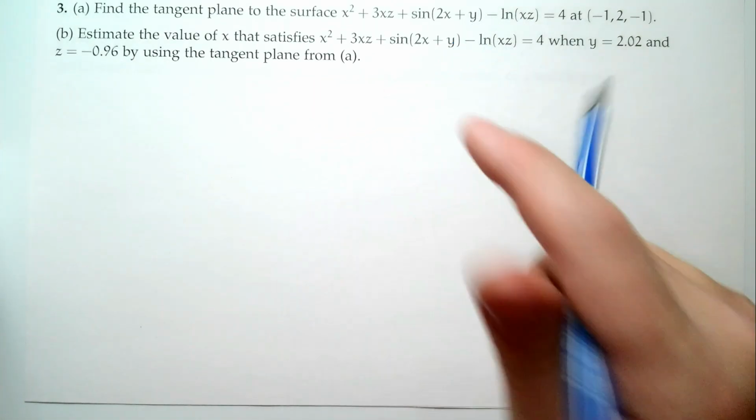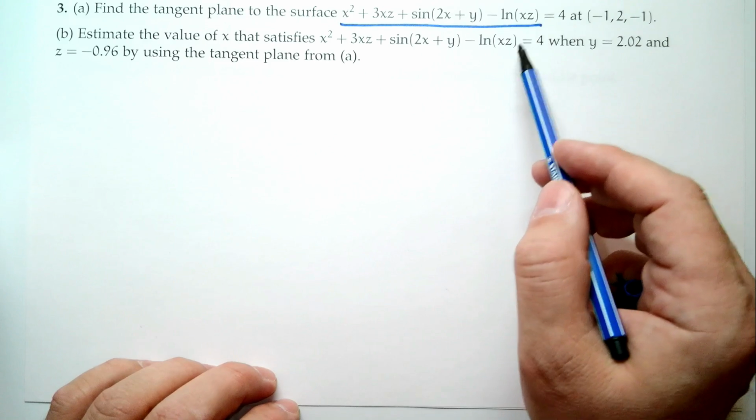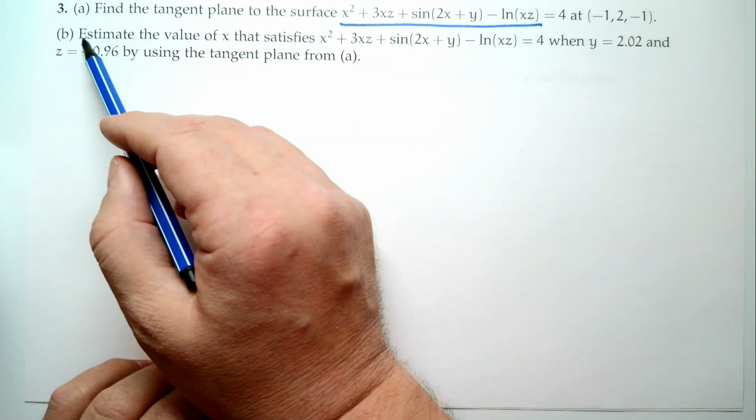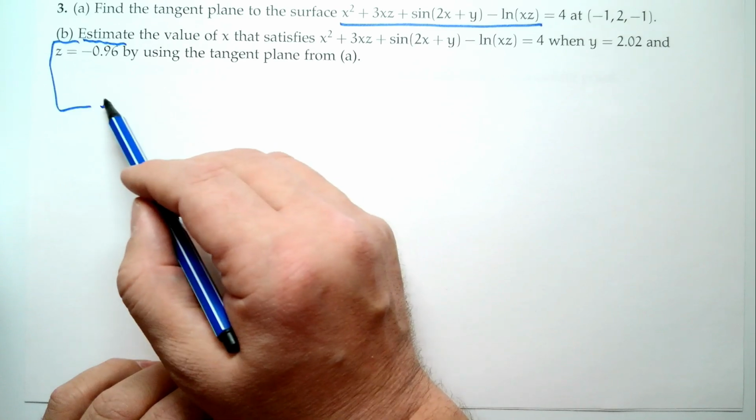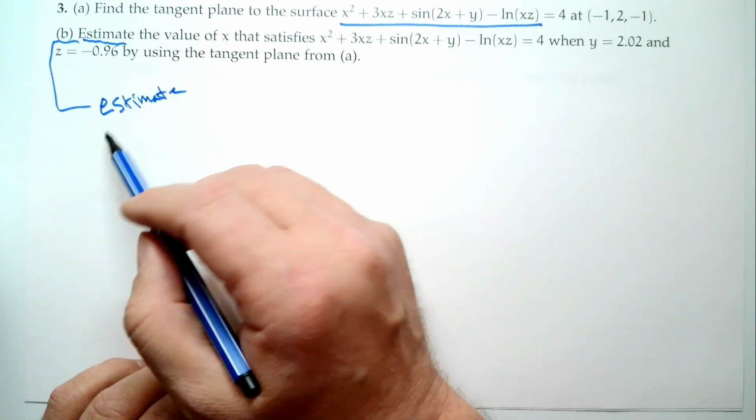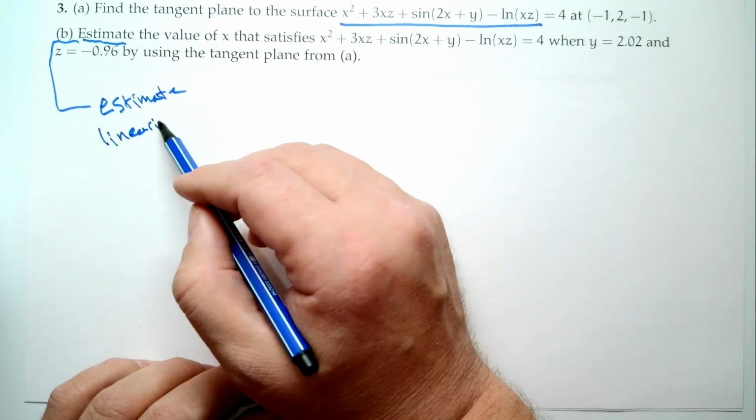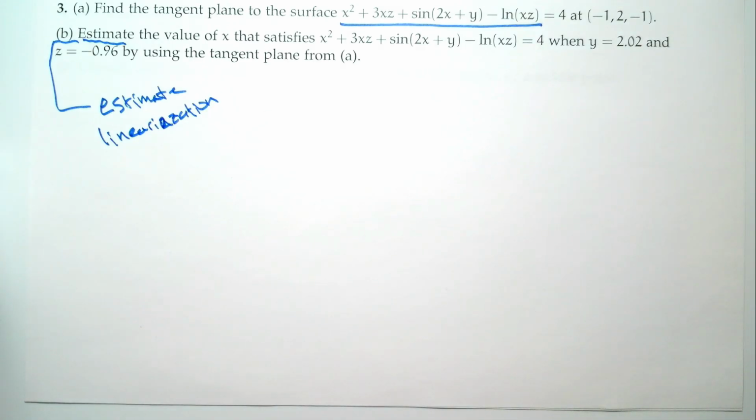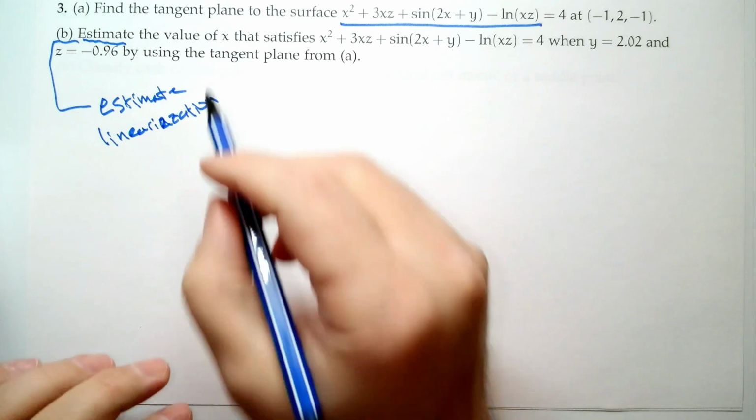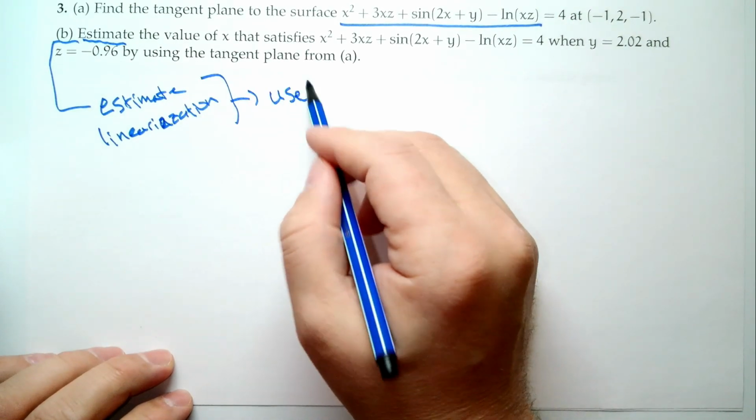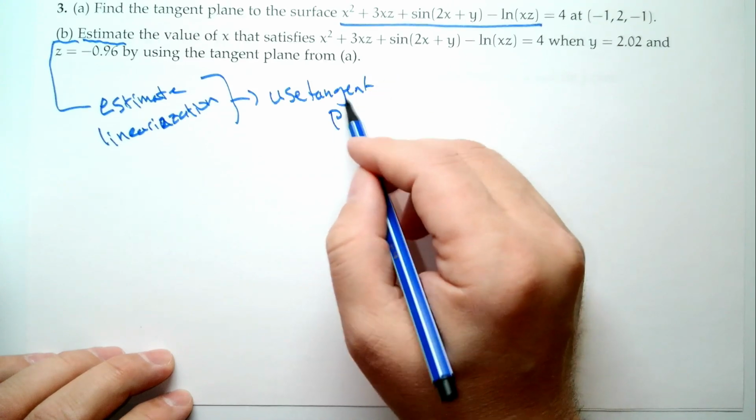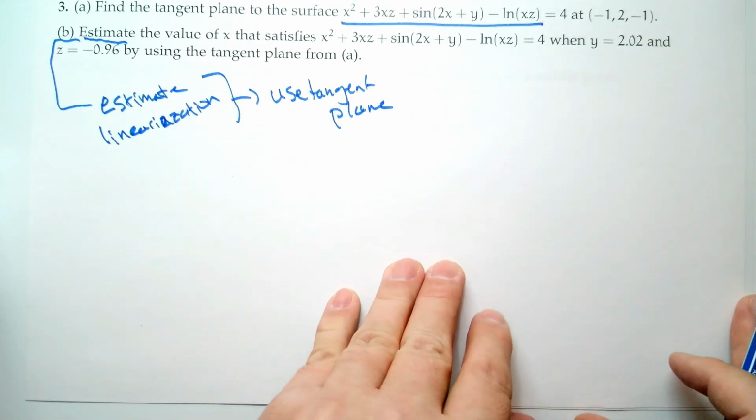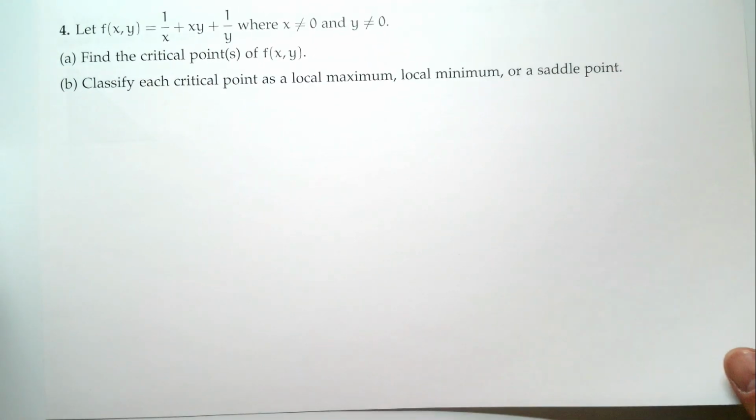Find the tangent plane to the surface. So this is, take a gradient, find a tangent plane. And then you see the word estimate. Now, whenever you see the word estimate on this test, you might also see it associated with the word linearization. They'll have spell checkers, so they know how to spell linearization. So linearization is a fancy way of saying tangent plane. So whenever you see the word estimate, that just means use the tangent plane. If you use the tangent plane, life is good. And okay, so that's what we have to say about that one.